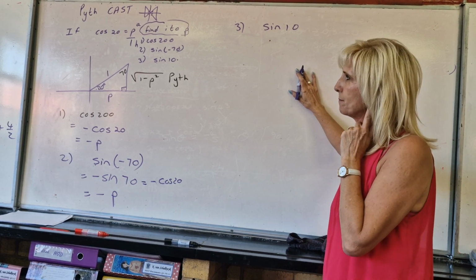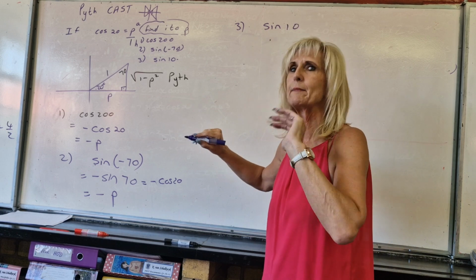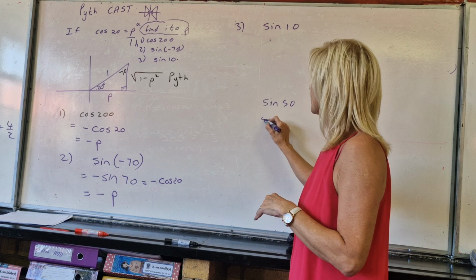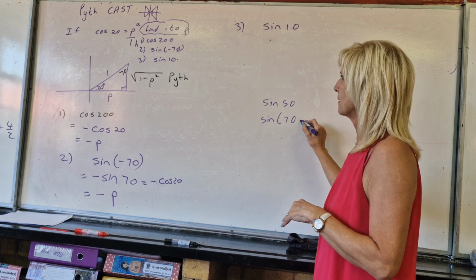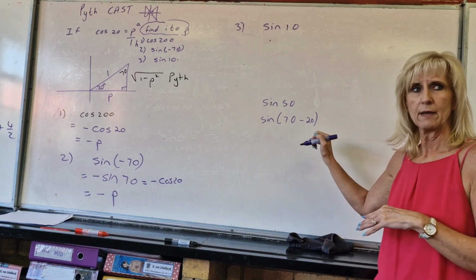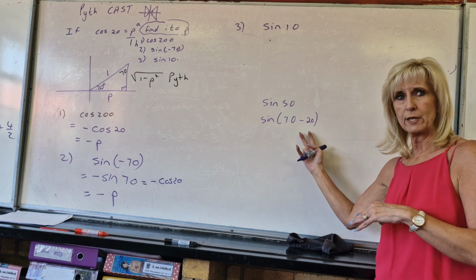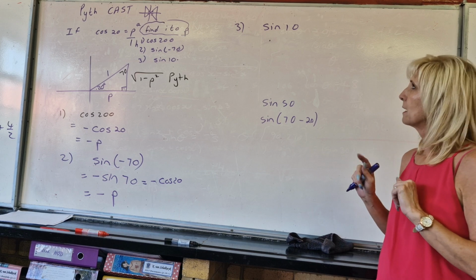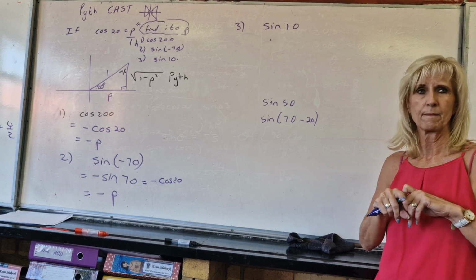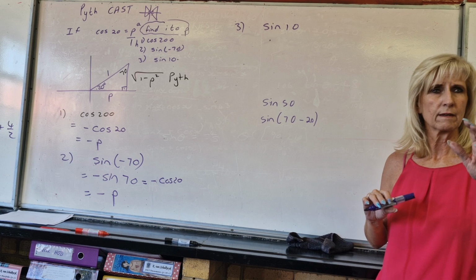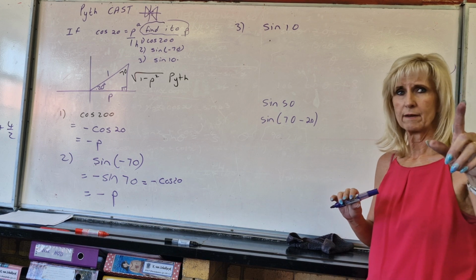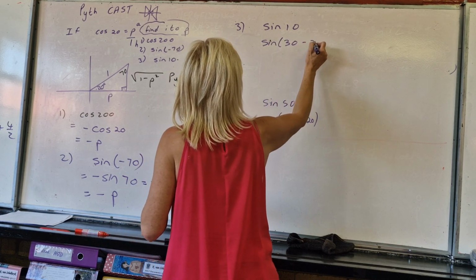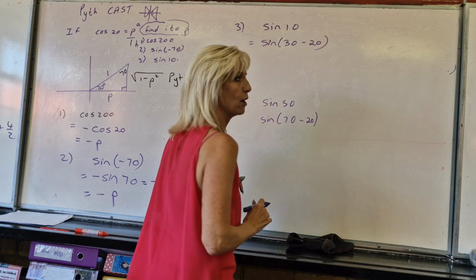Maybe 50. If I had said, let me help you with another one. If I had said sin 50, wouldn't you have said 70? Are you with me? And then I would have been able to work with just 20, but I'll have to elaborate on that. Who has an idea? 30 minus 20. Say again? Sin 30 minus 20. So how's that going to help you?